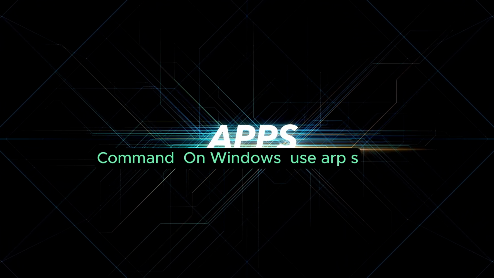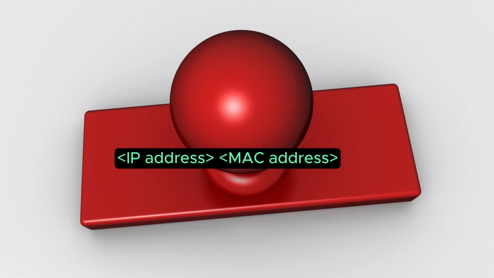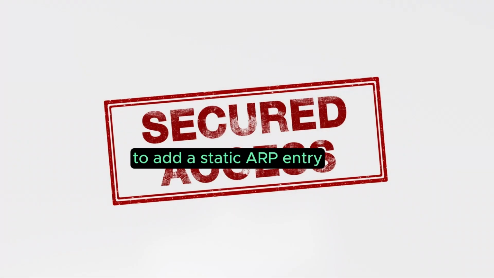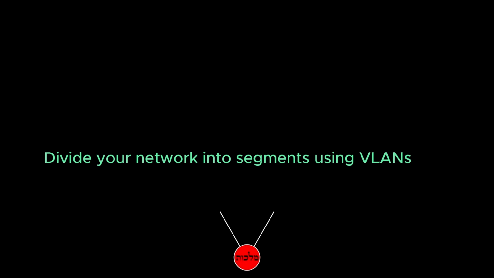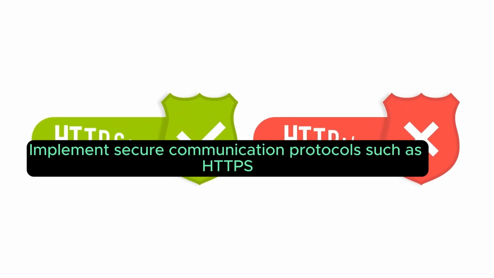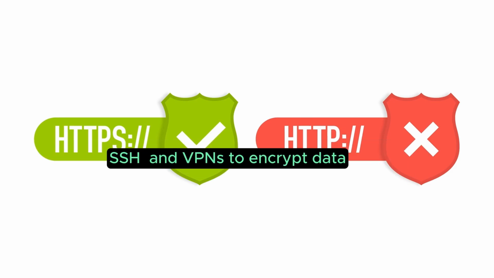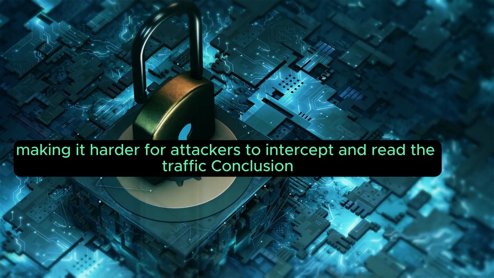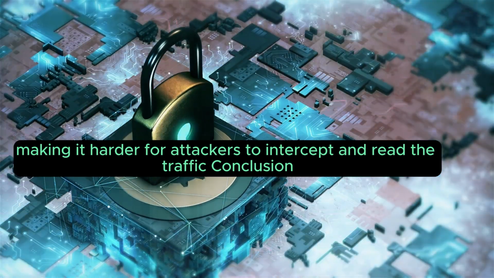Command: on Windows, use arp -s <IP address> <MAC address> to add a static ARP entry. Network segmentation. Divide your network into segments using VLANs (virtual local area networks) to limit the spread of ARP spoofing attacks. Secure protocols. Implement secure communication protocols such as HTTPS, SSH, and VPNs to encrypt data, making it harder for attackers to intercept and read the traffic.